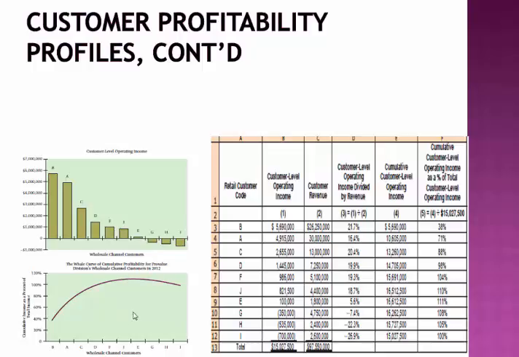Here on the well curve, basically what happens is when it hits the customers who have a negative operating income, it starts going back down. Alright, so it peaked out for us at customer E, who is right here, and then started going down based on their negative operating income numbers.